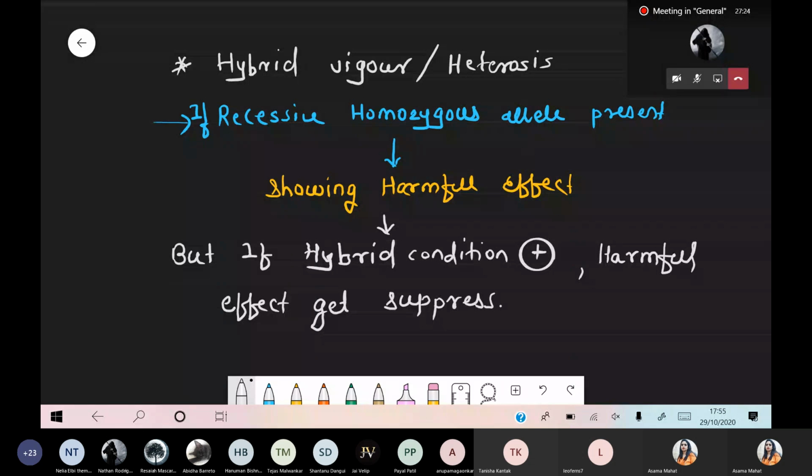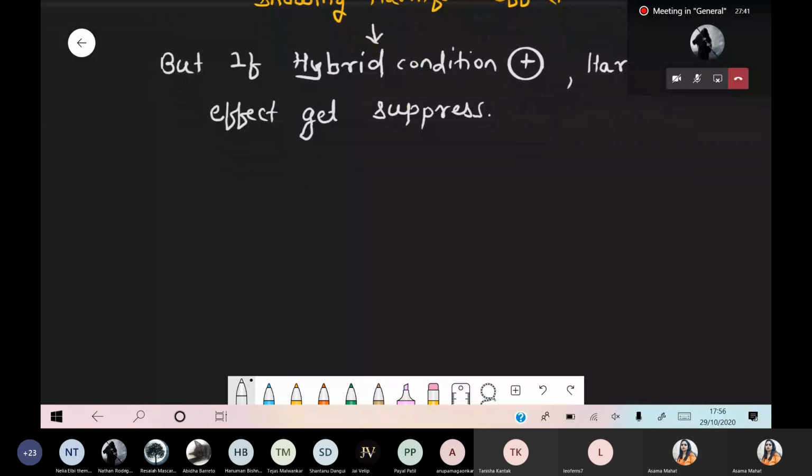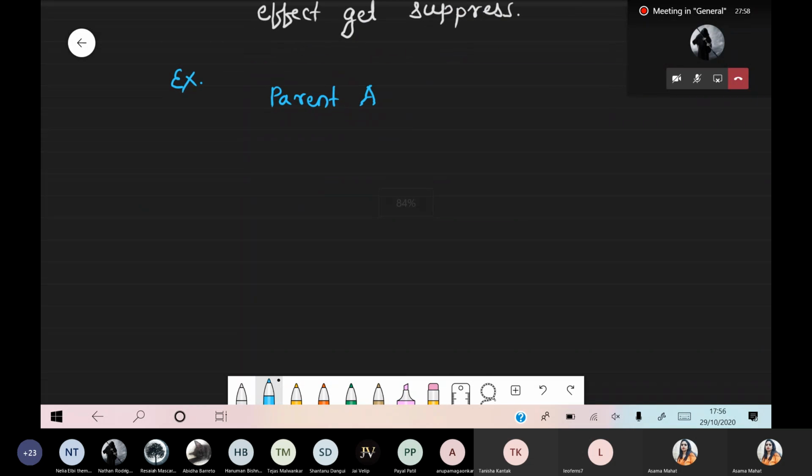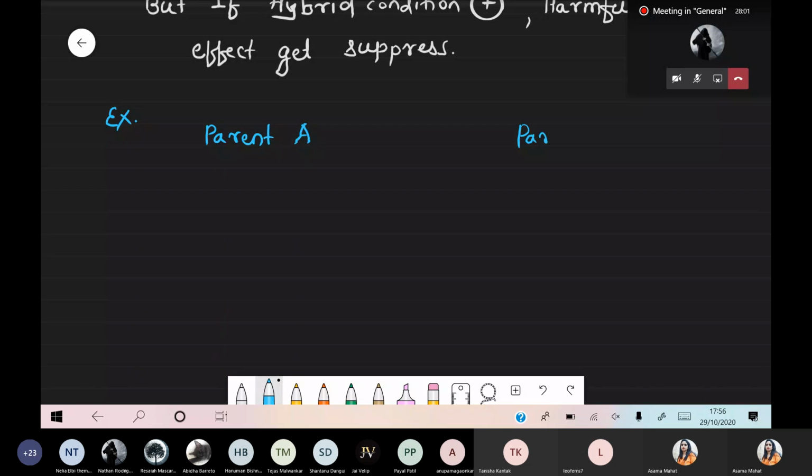Because all these are simple concepts, and if you understand the example, ultimately you can remember how to create a definition. Should I continue with the example? Okay, Sahil. Chalo. So now to explain hybrid vigor, we are taking one example, a cross between two parents. This is parent A, and this is parent B.